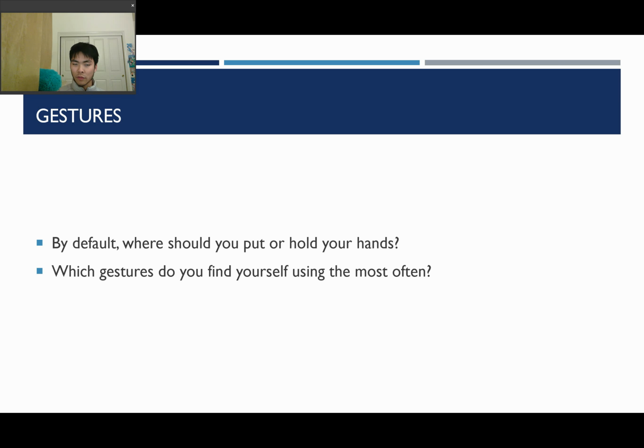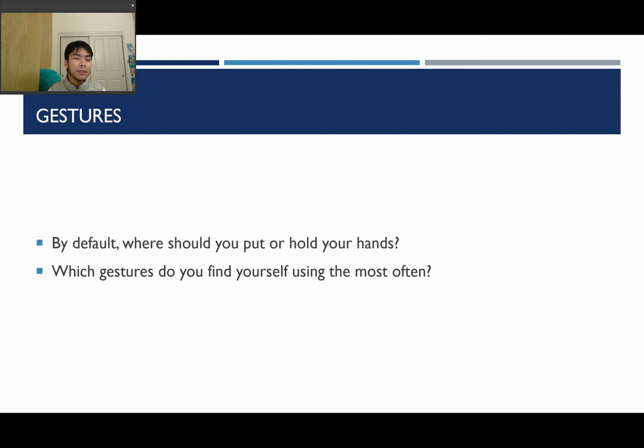Now, I want to address the first one really quickly. Where should you put or hold your hands? And there's actually a correct answer to this, and it's to your side or by your sides. So, for example, when I'm not gesturing, usually, sorry, you can't see my whole body in this frame, I should have my hands here. Not up here, not here, not behind, not just gesturing commonly.